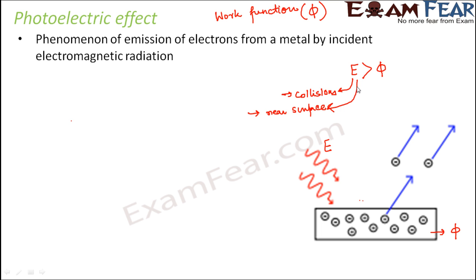And what could be the third option? The third option could be that the electrons very economically use the energy. That means they do not waste energy in collisions and all of that. They use the energy in the best possible way, and then they come out.